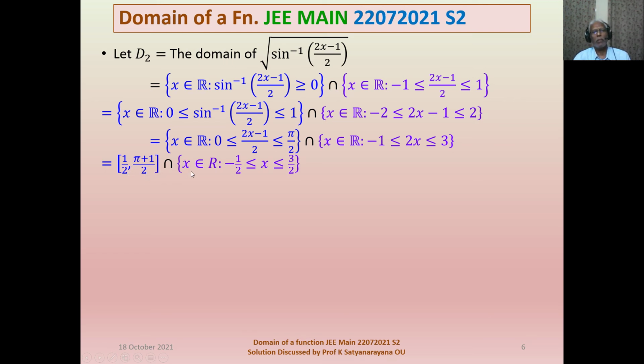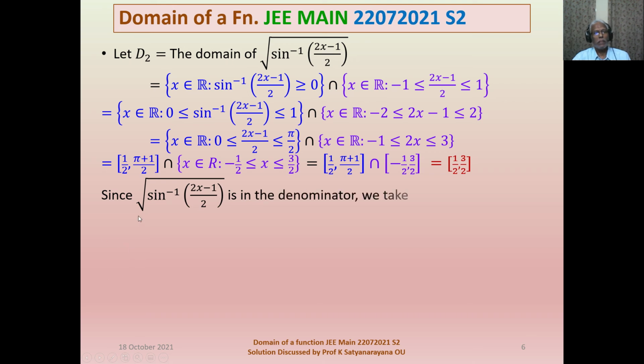Intersection the set of all those x belongs to R, minus 1 by 2 less than or equal to x less than or equal to 3 by 2, because you divide throughout by 2. This is equal to the closed and bounded interval 1 by 2 to pi plus 1 upon 2 intersection minus 1 by 2 to 3 by 2 closed and bounded interval. When taken the intersection, you will get the closed and bounded interval 1 by 2 comma 3 by 2.